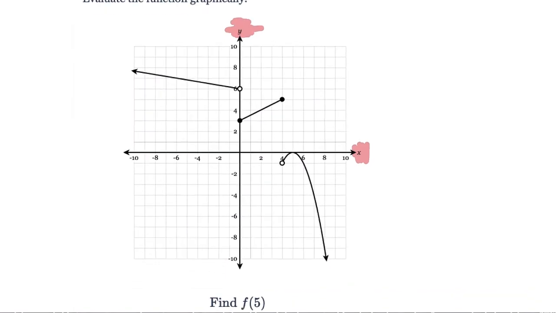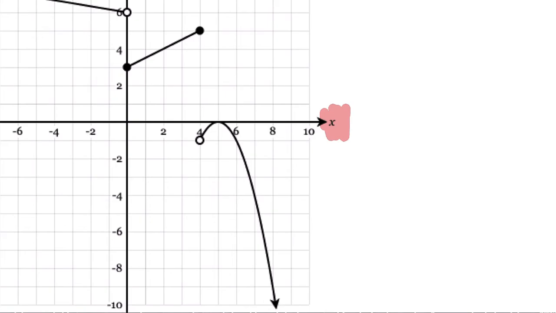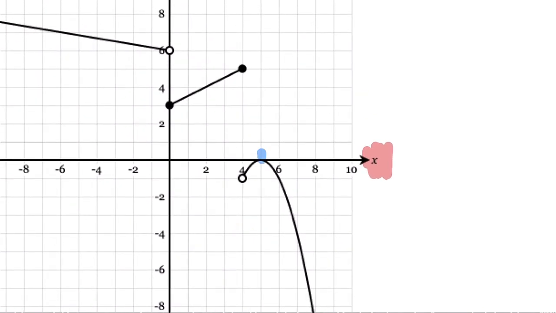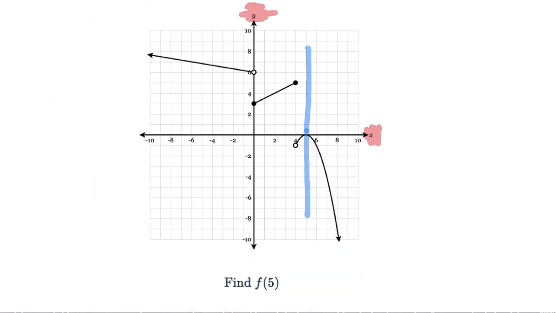If we're asked to find f of 5, we're looking at where 5 is. 5 is right here. That's 1, 2, 3, 4, 5. So if we're asked to figure out the value of f of 5, it's sitting right there, and this would be 0, because that's the x value.